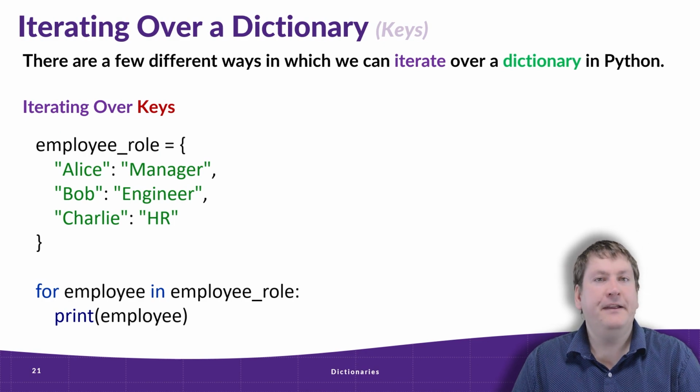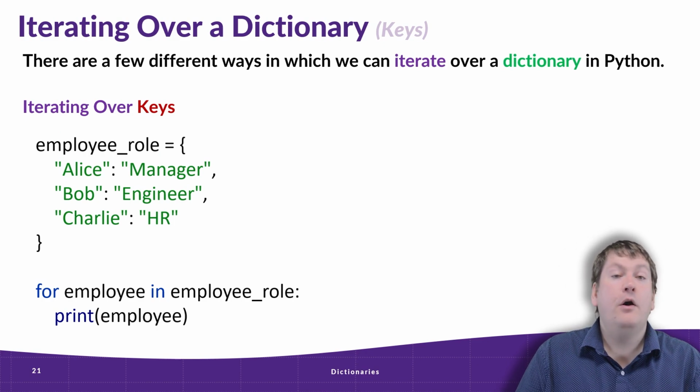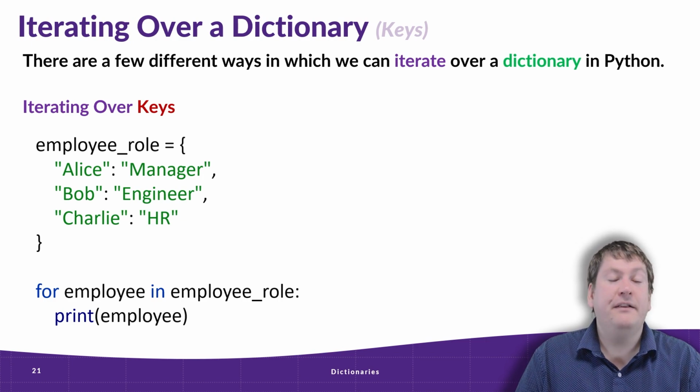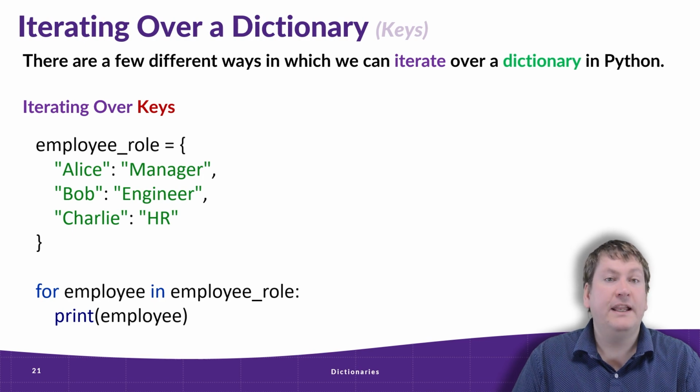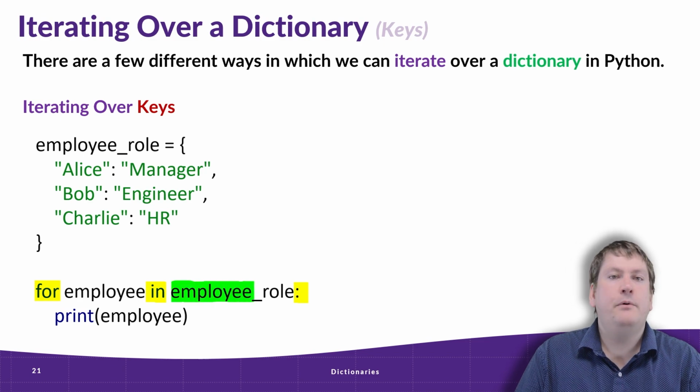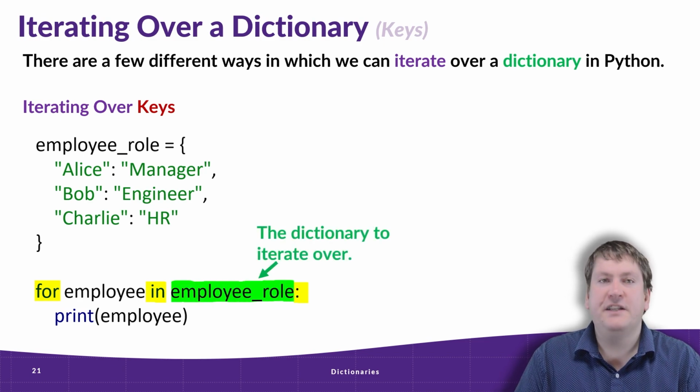Are we looping over the keys? Are we looping over the values? Or are we looping over both, the key value pairs? The example we have on screen right now is probably the most basic version of looping over the keys. So in this case, we have that same for loop structure that we've seen many times now. But now the thing that we're looping over is the dictionary.